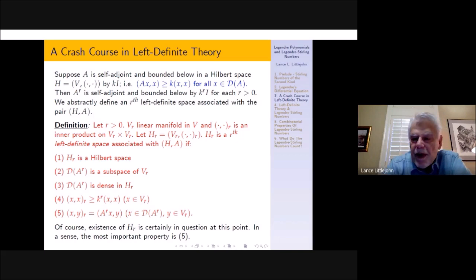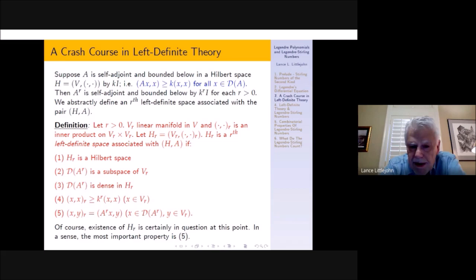So here's the definition. Let R be positive, and let V sub R be a subspace of V. And suppose I have an inner product that I subscript with R. Suppose that's an inner product on V sub R, okay? Now let H sub R be the resulting inner product space. All right, we're going to call H sub R an Rth left definite space associated with the original pair H and A if the following five things happen.